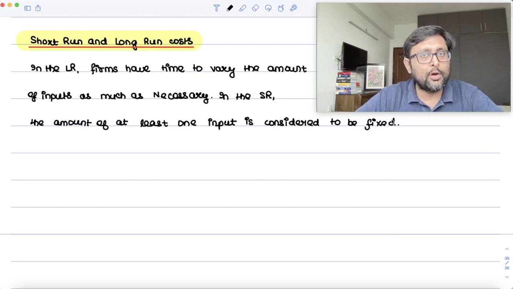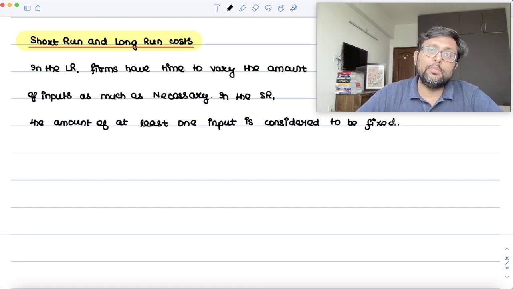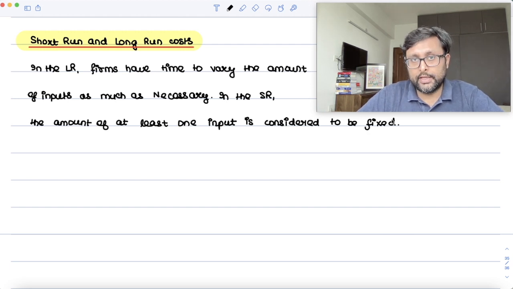You can vary the amount of labor in the short run, but it is difficult to change the amount of the building in the short run. So building is also like a capital, your physical capital. You may not be able to change the building easily. But in the long run, you can change the building as well. So there is no problem with that.